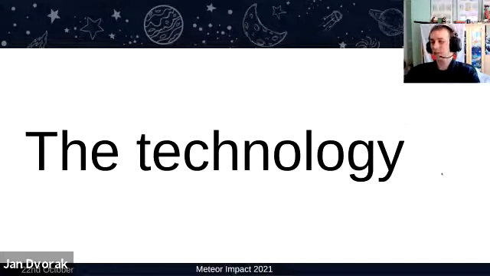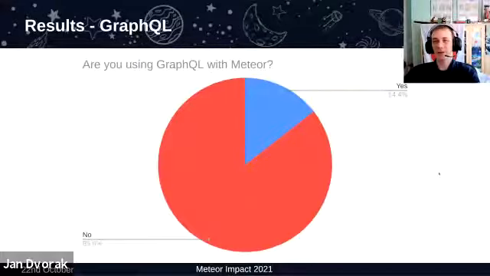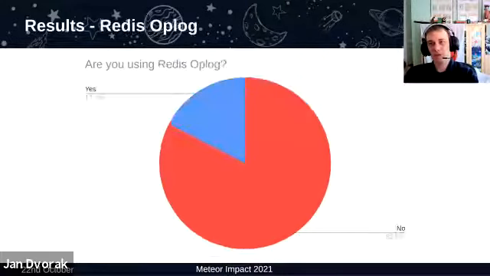So now, the never-ending debates about technology updates and all that stuff. Let's take a look at what people are thinking. First of all, GraphQL. This question has been with us since the very beginning of the survey. And again, I would say the number of people who are not using GraphQL has slightly increased as compared to the opposite. Redis oplog usage has stayed pretty much the same.